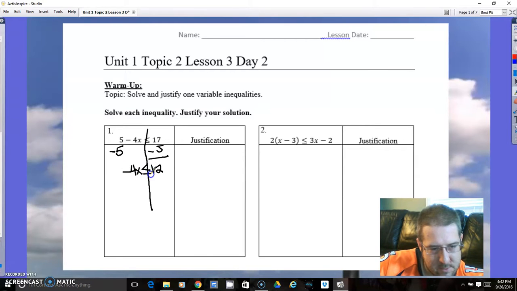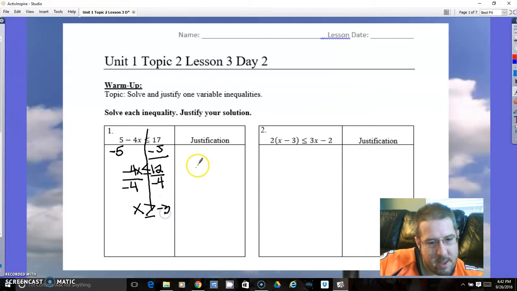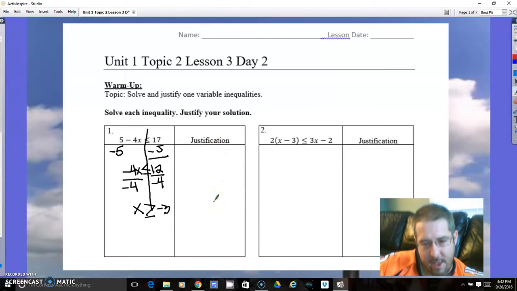Bring down your less than or equal to sign. Then you got to divide both sides by negative 4. And you know that anytime you multiply or divide anything by a negative, you have to flip the sign. So x is now greater than or equal to negative 3. So my justification is subtraction property equality and division property equality. And I flipped the sign because it was dividing by a negative.